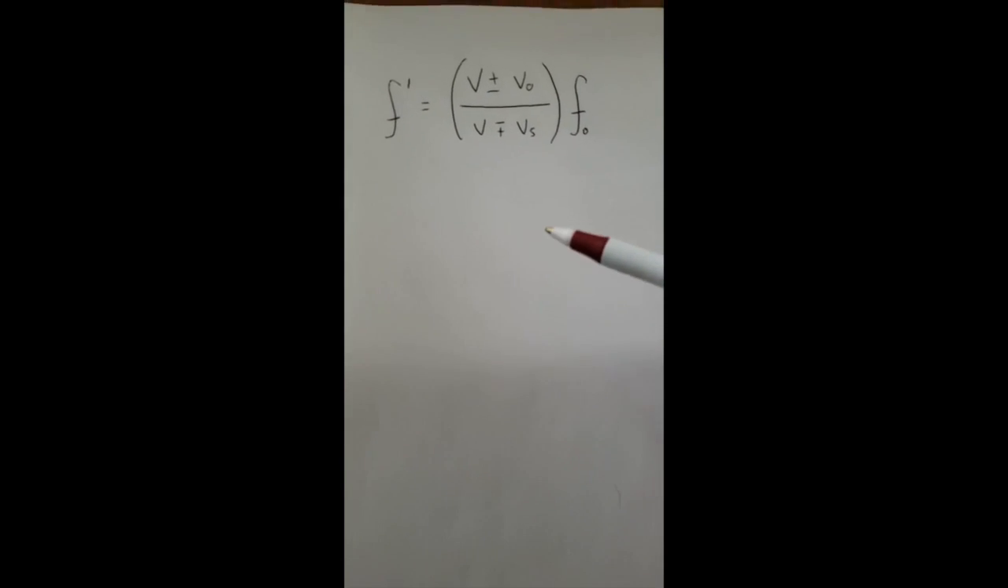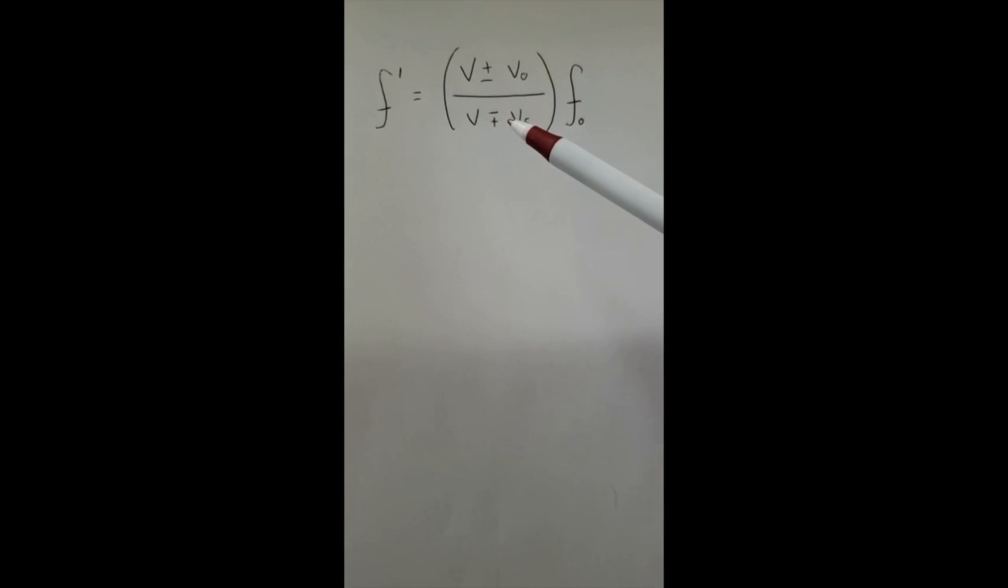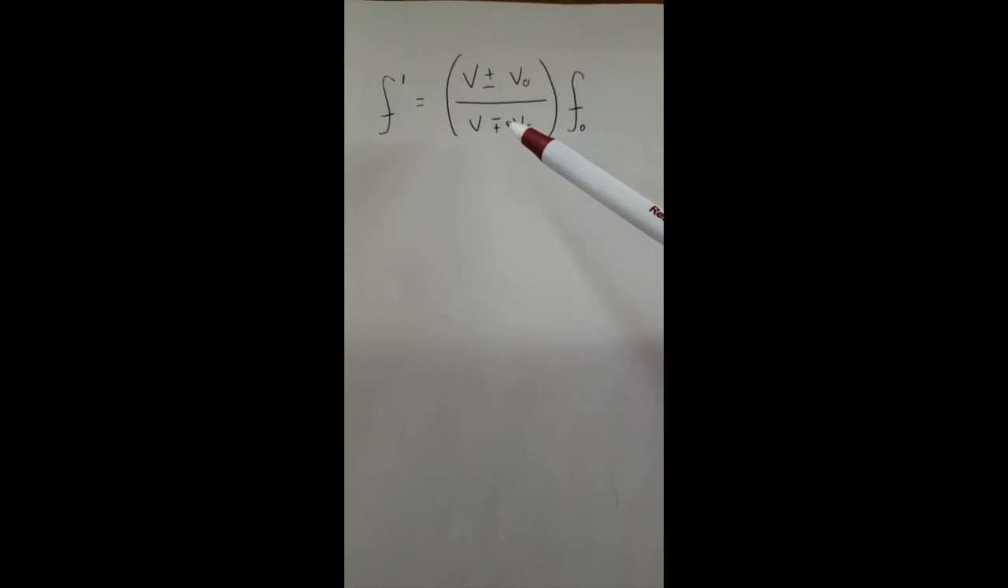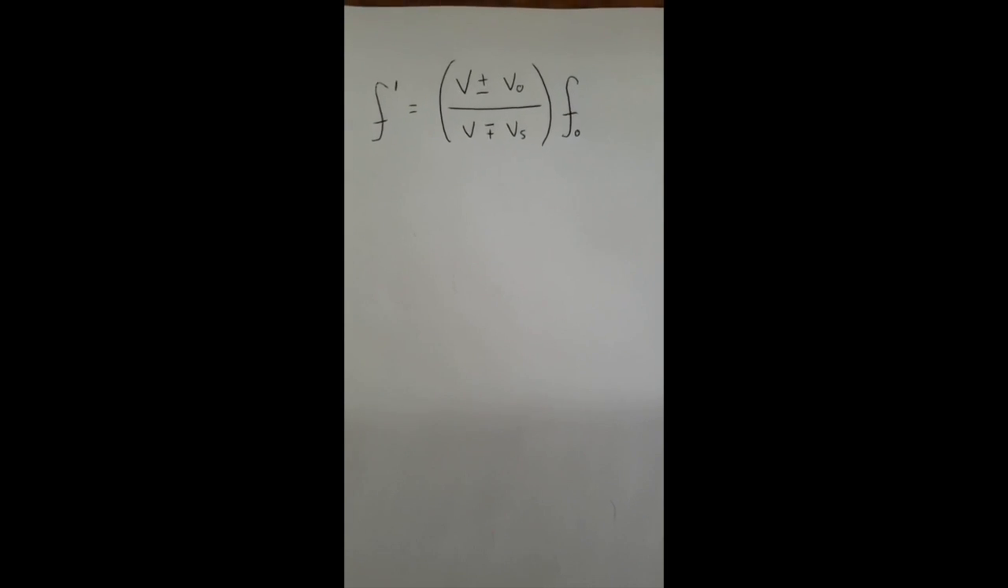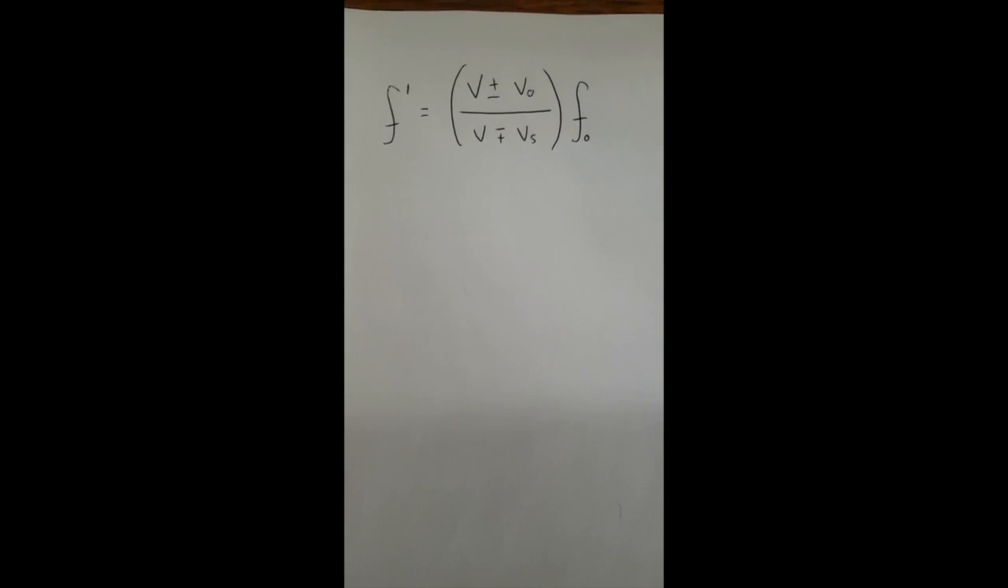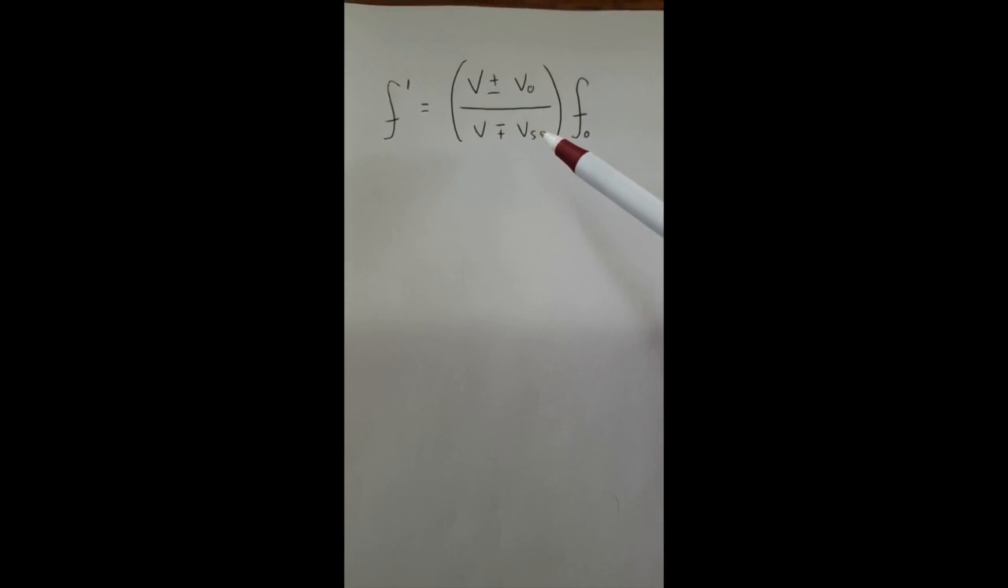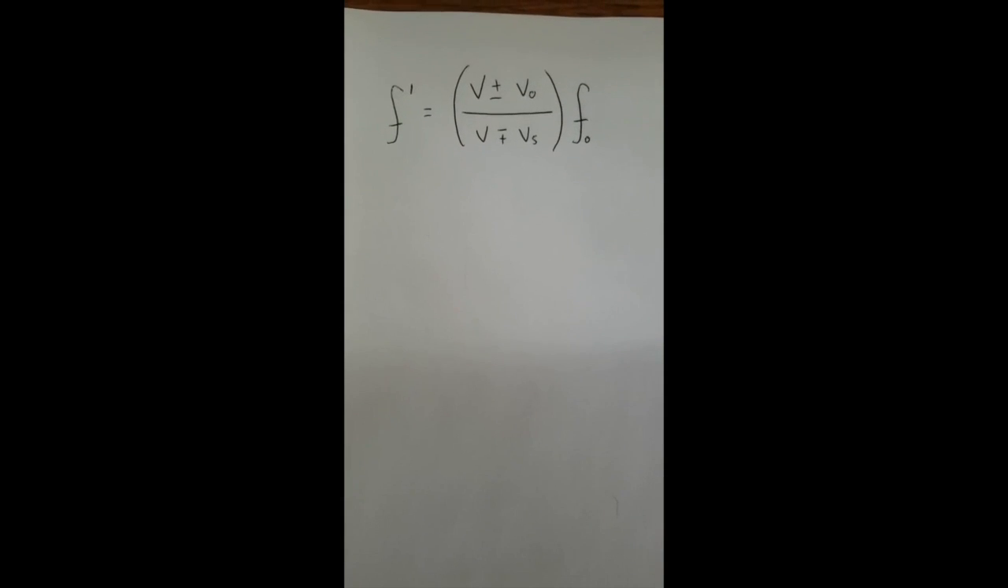So if we want a higher frequency or a higher pitch, since this is on the bottom, we use subtraction in the denominator if the source is moving toward the observer. If the source is moving away from the observer, we use addition, because the wavefronts get further apart, which means the wavelength goes up and the frequency goes down. So lower frequency, lower pitch. We only use one of those at a time. If Vs is 0, then it doesn't really matter.